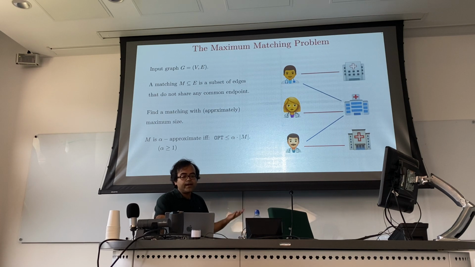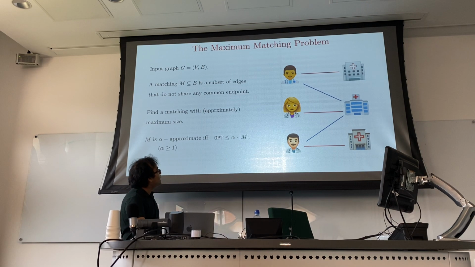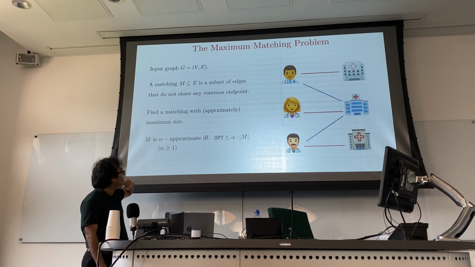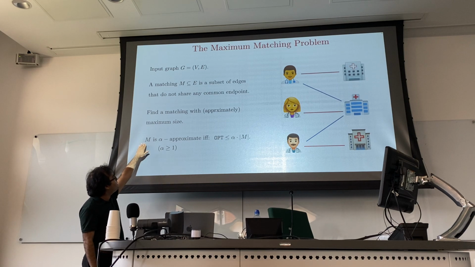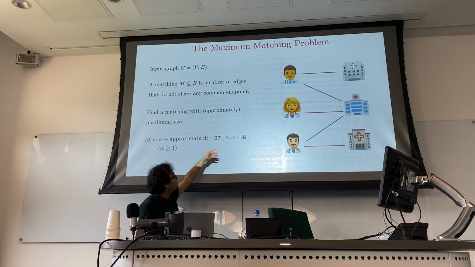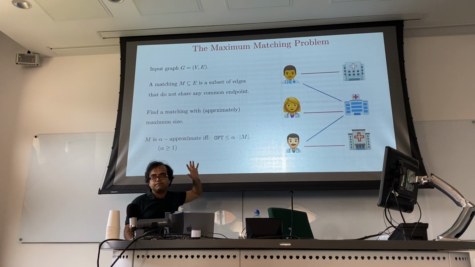And in the static setting, our goal is to find a matching with possibly approximately maximum size. And throughout the talk, I will be dealing with a multiplicative notion of approximation. The approximation ratio would always be greater than or equal to 1. So when I say that a matching M is, let's say, a 2 approximation, it means that its size is within a factor 2 of the maximum matching size.